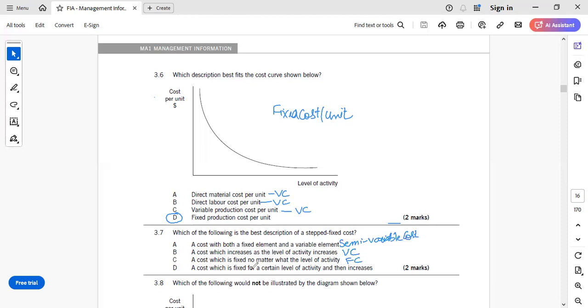A cost which is fixed for a certain level of activity and then increases. Fixed cost converts to step fixed cost after a certain activity level because a machine has producing capacity. If we need more units, I need one more machine, and we have to charge the depreciation for the new machine also. So if units increase, your depreciation expense will also increase. This is your step fixed cost.